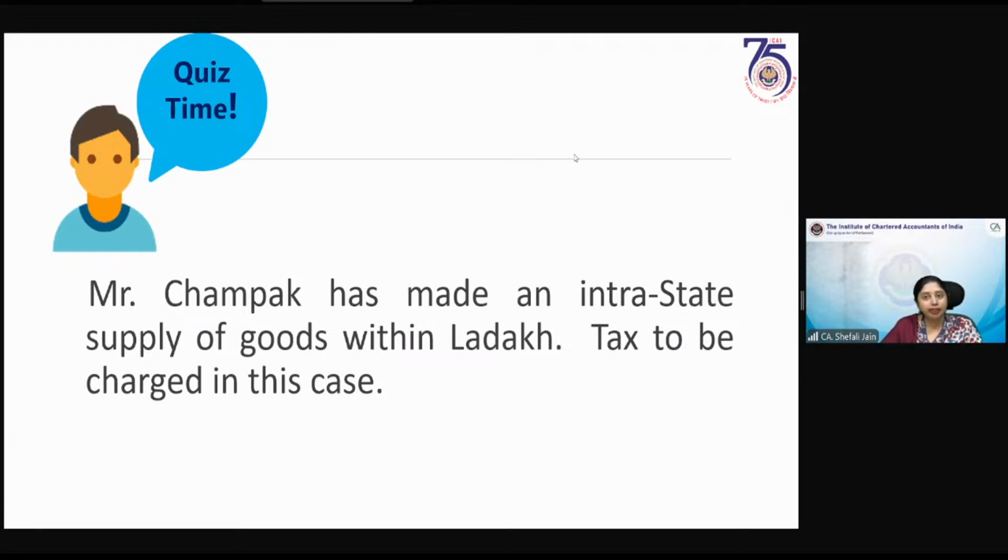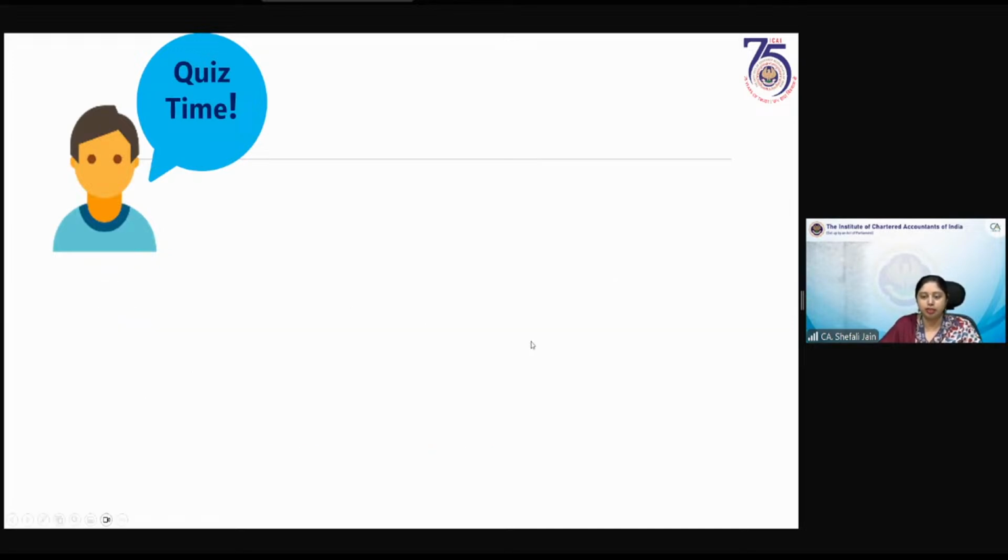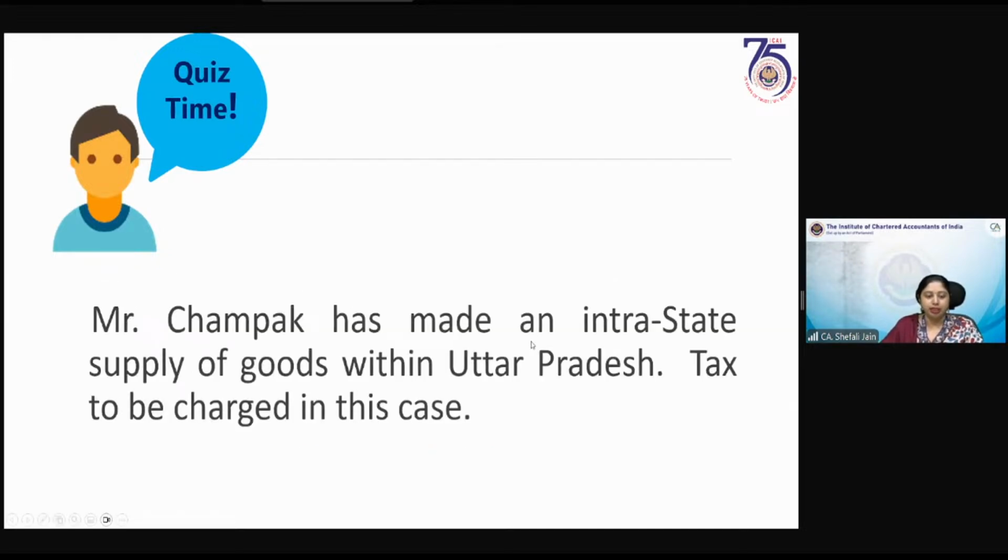So only in case of an interstate transaction, IGST would be charged. Otherwise, we have to see whether it is a union territory or a state, and in state, we include union territory with legislature. Now this concept is clear to everyone, I hope. So it will be CGST plus UTGST. Okay, then Muzi has also got the correct answer. Now, a very simple question. Mr. Champak has made an intrastate supply of goods within Uttar Pradesh. Tax to be charged in this case.